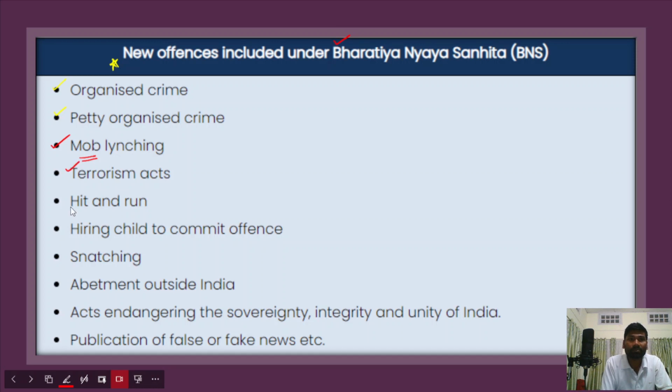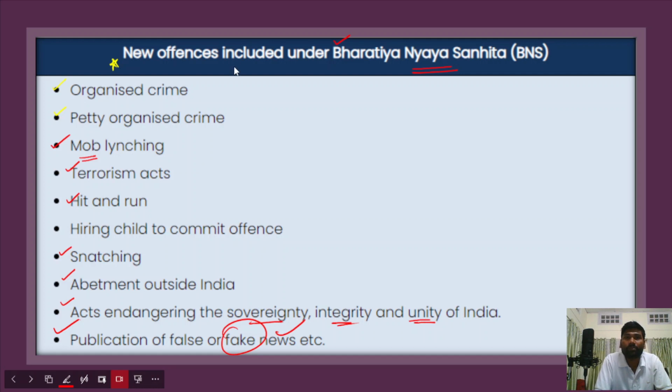And terrorist acts, hit and run cases, hiring a child to commit offenses. Now children are being hired to commit offenses because of the legal loopholes in existence; a child is considered a juvenile and can easily escape the legal provisions. Therefore, hiring a child to commit an offense, snatching and abetment outside India, acts endangering the sovereignty, integrity and unity of India, and publication of false and fake news are also made offenses under the Bharatiya Nyaya Sanhita Act. So all these were new offenses introduced in the Bharatiya Nyaya Sanhita Act.